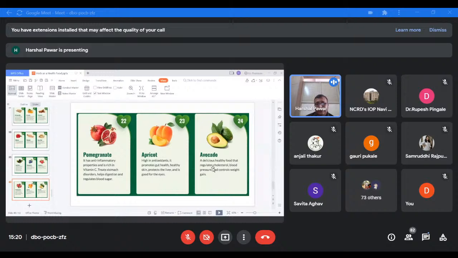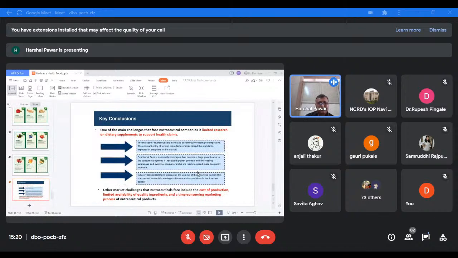Right, so all these 24 components are incorporated into a single product, right? And if you are taking this product, you'll get so many health benefits, right? So with this, I'll conclude my presentation. So, a few concluding remarks. I'll just read it out.